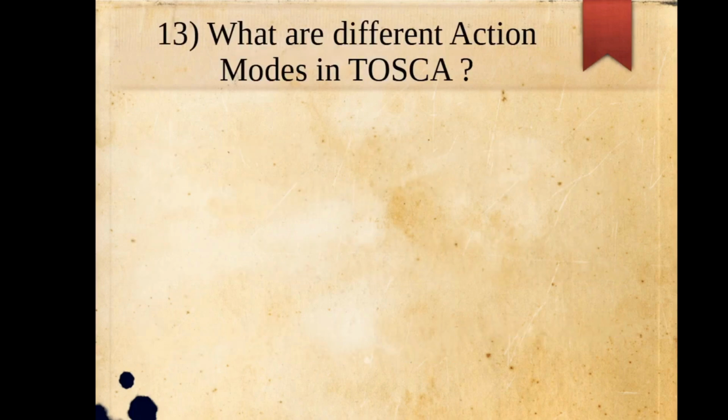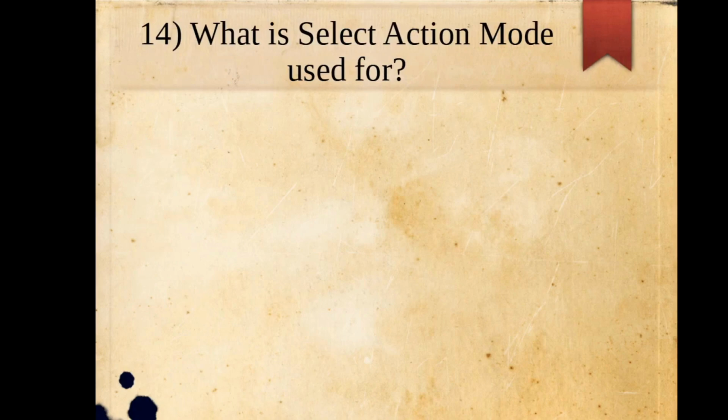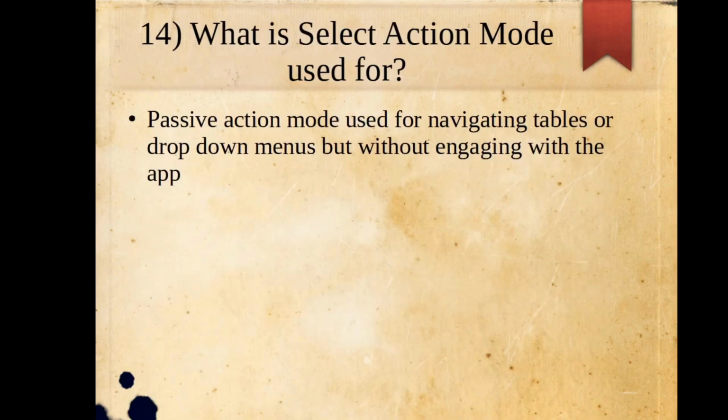Now what are the different action modes which exist in Tosca? We have input, verify, buffer, wait on, select, constraint. What is the select action mode used for? So this is a passive action mode which is used for navigating tables or drop down menus but without engaging with the app.